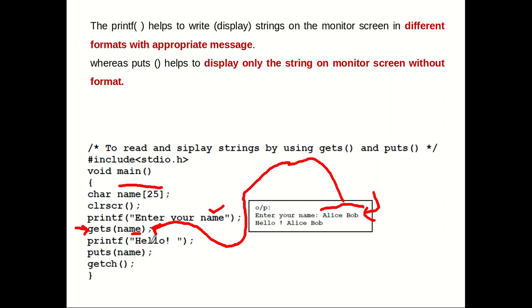Next we first display the hello word. After that we read the content of name. The content of name is Alice and Bob, and that is going to display on the screen. So this is the output when the printf function and puts function are executed.